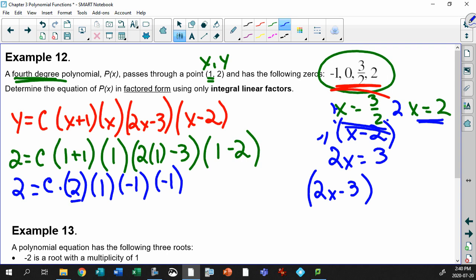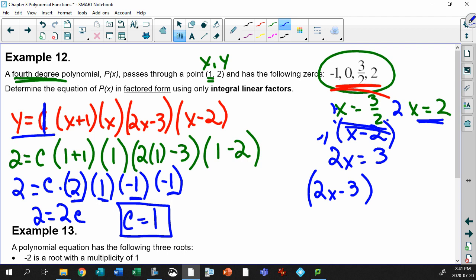So check this out. 2 times 1 is 2, times a minus 1 is minus 2, times a minus 1 is back to being positive 2. You have 2 equals, sorry about the crack there, equals 2c. Divide by 2, c equals 1. Oh, how nice. Our c value is actually 1. So there's this in factored form.